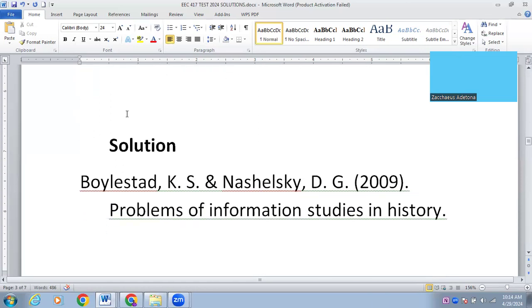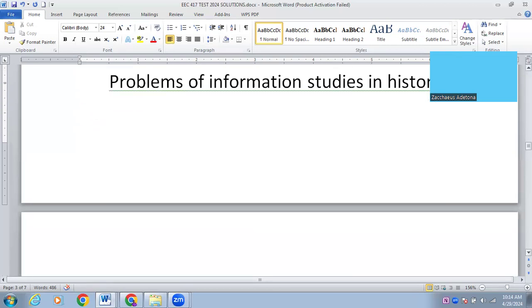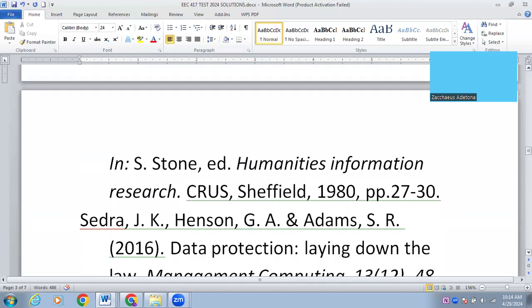This is the solution. So first, remember to arrange it in alphabetical order. So that means Boystad will come first before Cedra and before Tyler. So we have Boystad KS and Nashesky DG 2009. Problems of Information Studies in History. Okay, that is an edited book in Estone ED, Humanities Information Research. So this format is for the edited book. Estone is the editor, and this is the format.